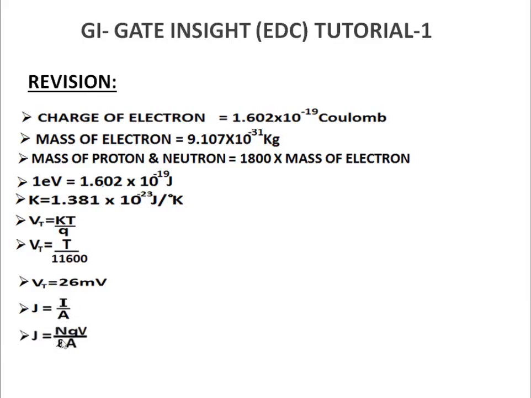And J is also equal to NQV divided by LA. N is the number of electrons, Q is the charge of electrons, V is the velocity, L is the length, and A is the area. And we get the result as rho V divided by volume. I told you length into area is volume, and number of charges into the charge is the charge density rho. And there was one more relation for J, that was equal to sigma into E. Sigma is the conductivity and E is the electric field.